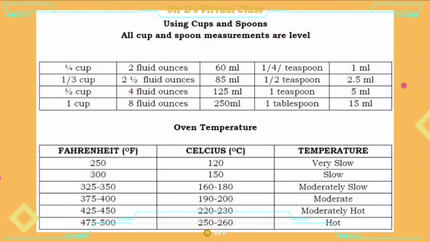As a continuation, using cups and spoons, all cup and spoon measurements are leveled. 1/4 cup, for example, is 2 fluid ounces, or 60 milliliters. 1/4 teaspoon, on the other hand, is 1 milliliter.